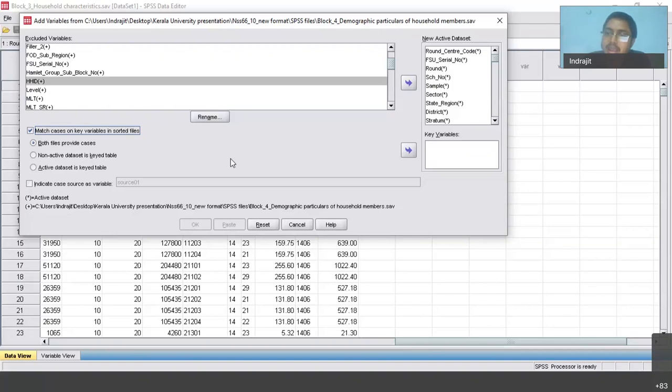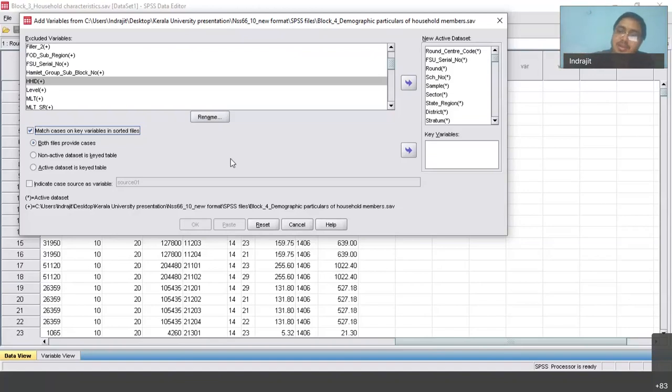So yes, had I already created the individual file and wanted to merge with another individual file, I would have to link with "both the file provide cases". For example, merging one household file with another household file, or one individual file with another individual file. But here I have to merge one household file with another individual file. Now I have two left-out options: one is non-active data set, another is active data set and key table. These two, active and key, are the key words here.